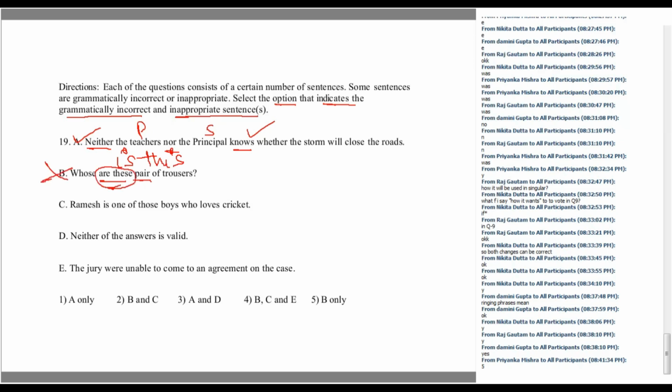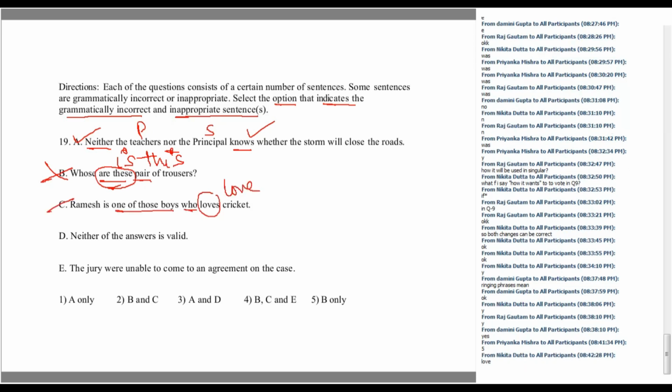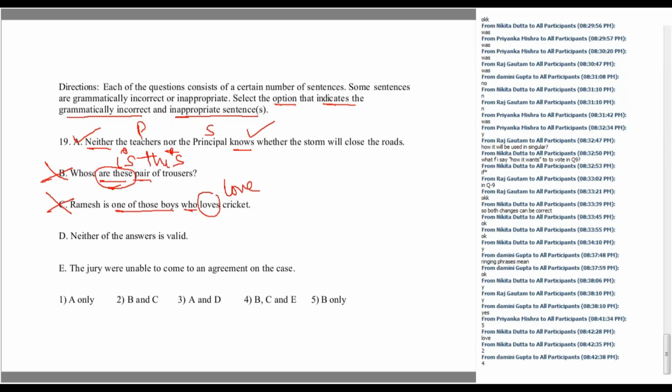Number C. Ramesh is one of those boys who love cricket. Not loves cricket. Wrong. Priyanka, your answer is wrong. Neither of the answers is valid.